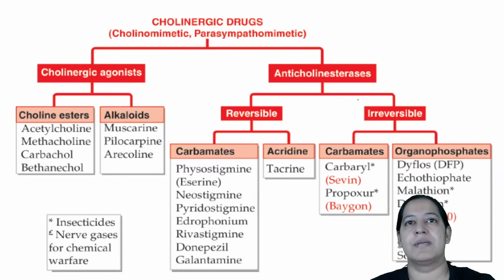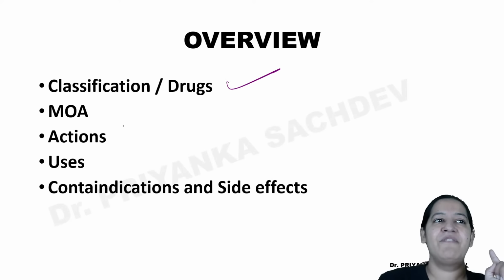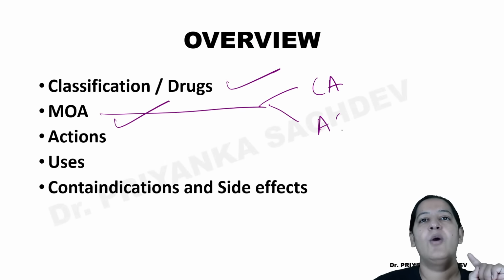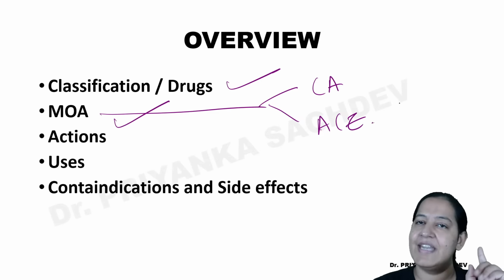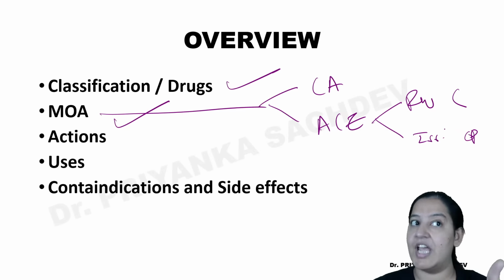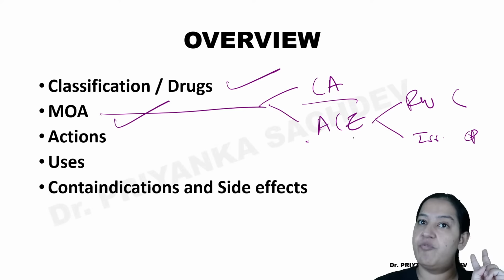Done. Contraction of the muscle. So we are done with the classification. We have done with the mechanism of action. You know the two types of drugs, cholinergic agonist and anticholinesterase. These are the two categories. Anticholinesterase again is of two types, reversible, that is carbamates, and irreversible, that is organophosphates. You know the names of the drugs. You know the mechanism of action of both categories.